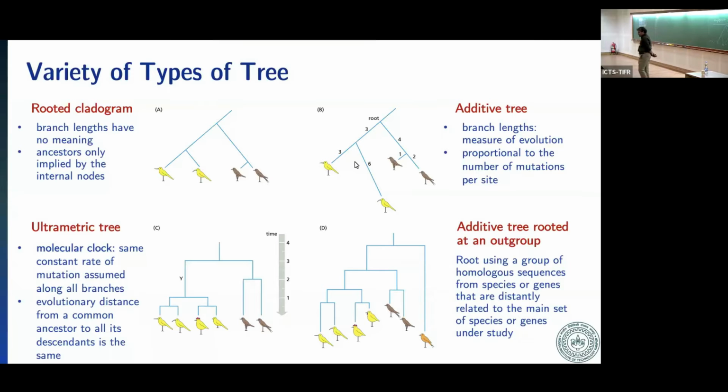So there is a third type of tree which is called an ultrametric tree. This ultrametric tree is basically assuming a specific biological property which is known as the molecular clock. So it's an assumption, a modeling assumption. It assumes that the mutation rate is constant across all the different branches of the phylogenetic tree.